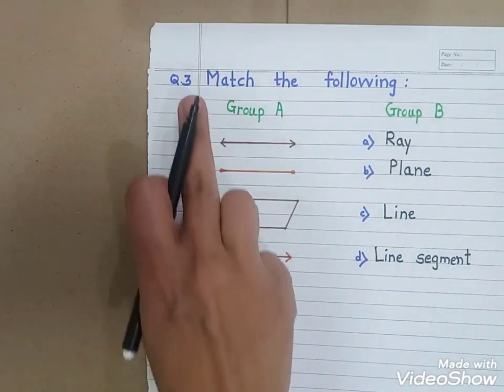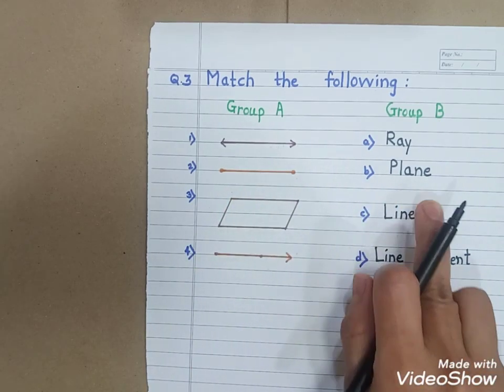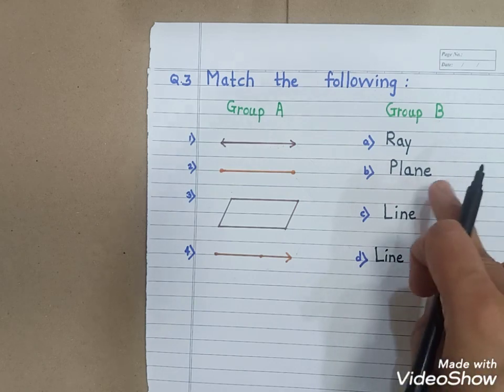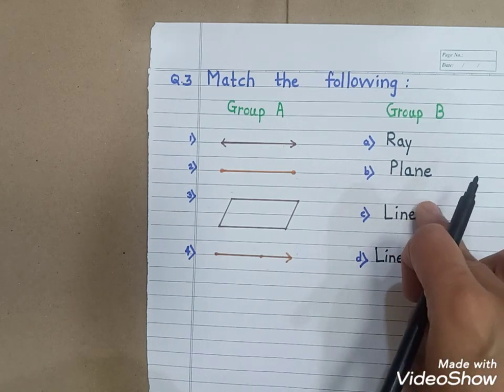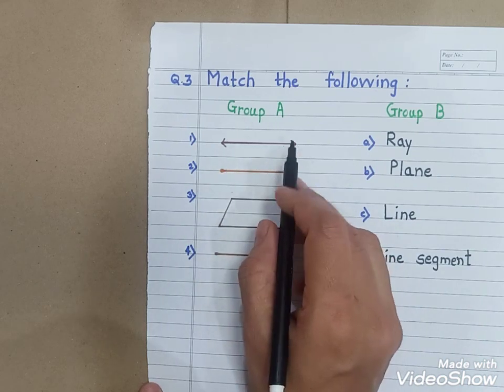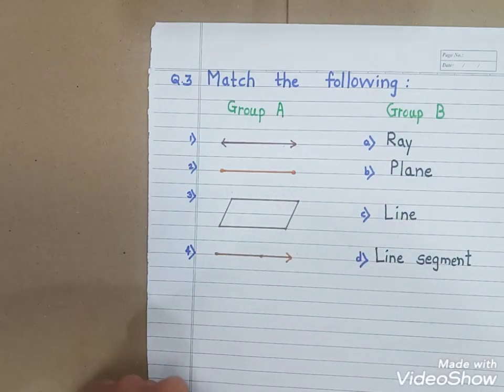Now the third question is match the following. This is group A and this is group B. In group A there are some figures, and in group B there are the names of these figures. So the first one is a line because it has arrowheads on both sides. So it is a line.